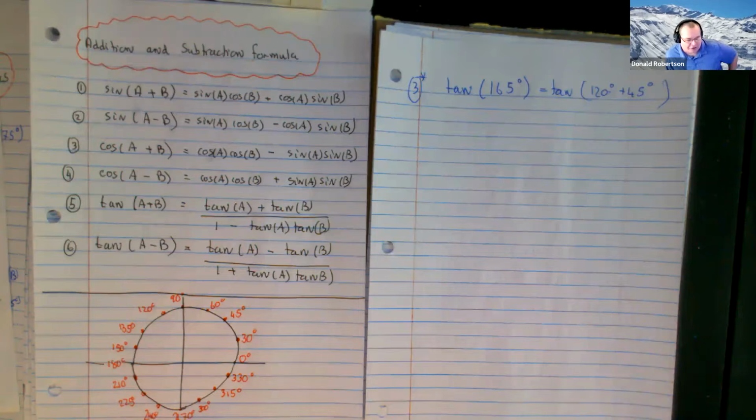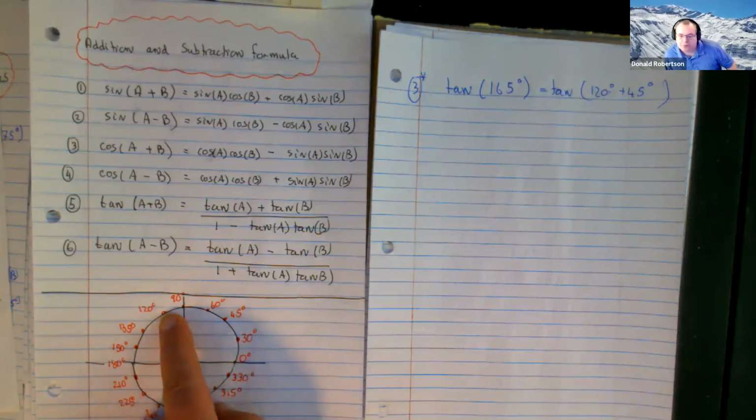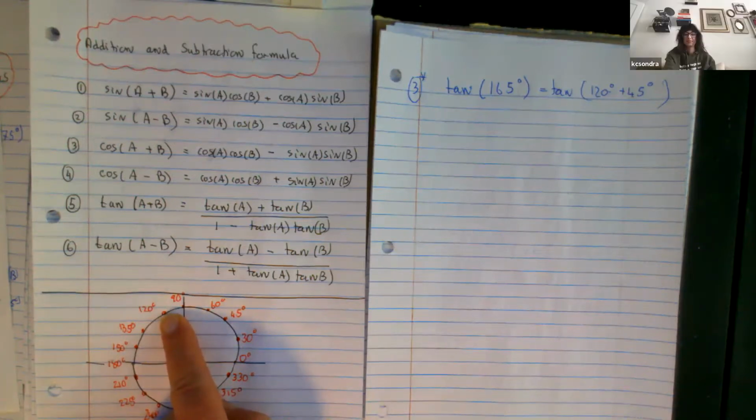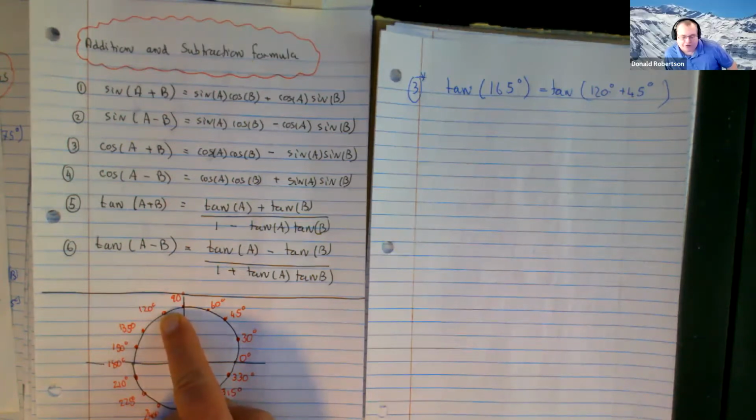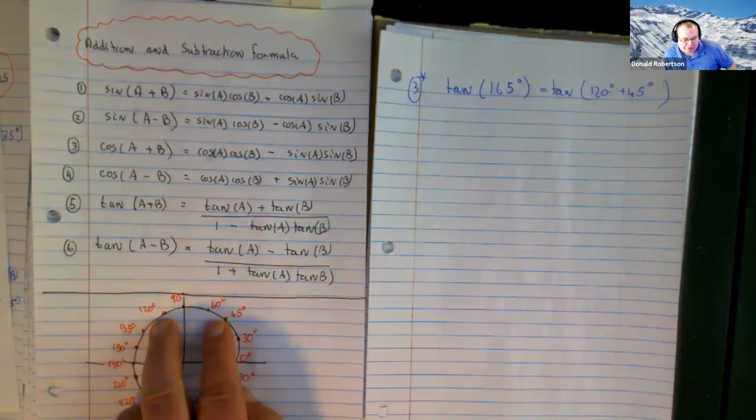If you need a strategy, couldn't you just randomly pick a number, right? So let's suppose I picked 120, just for randomness. All I'd say is, okay, what more do I need? Oh, I need another 45. Is that in the unit circle? Yes, I could use it, right?